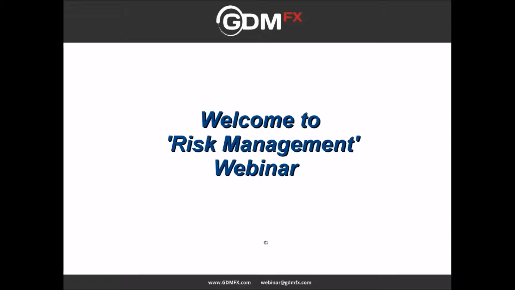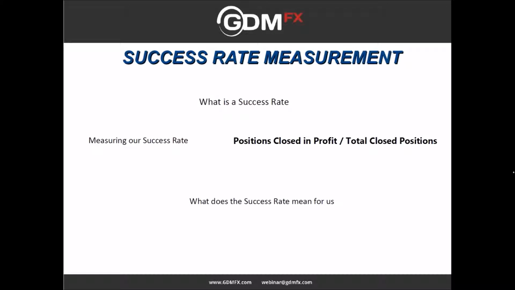So what is a success rate in general? Quite simply put, the success rate is the percentage of profitable positions in terms of the total number of positions a certain trader places. If, for example, a trader has a success rate of 60%, then we can safely say that 6 out of 10 of his positions are profitable while the rest are losing.